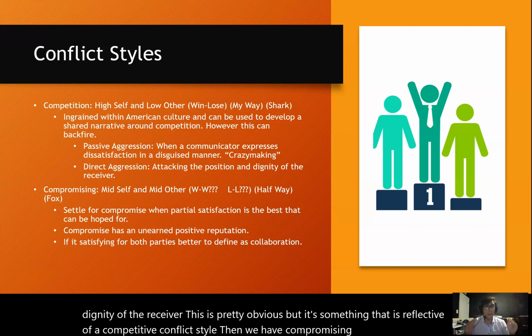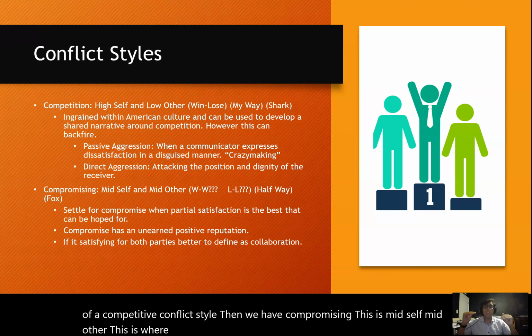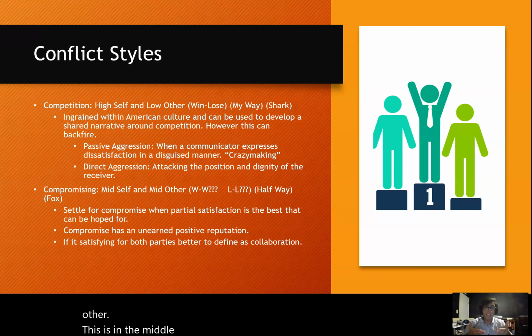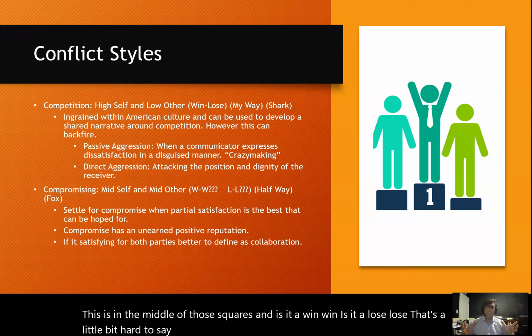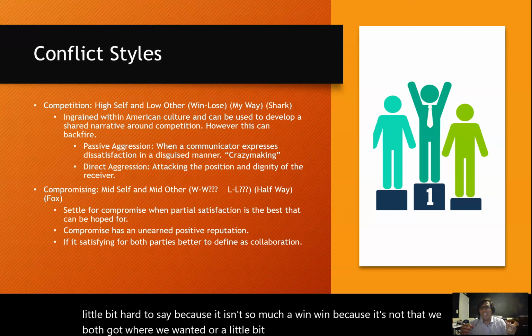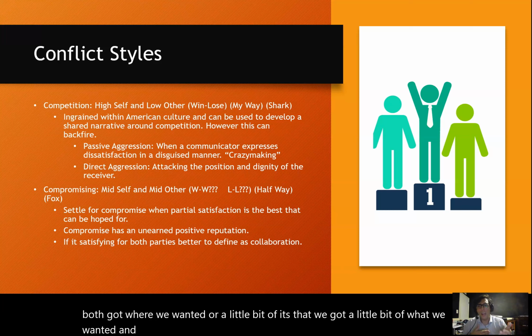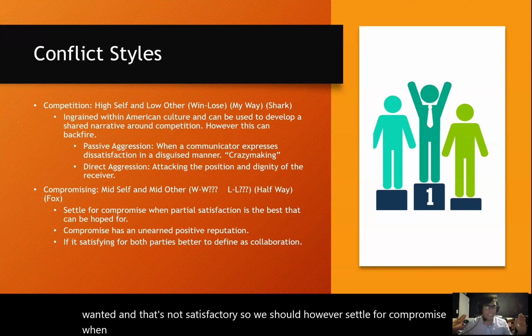Then we have compromising. This is mid self, mid other. This is where we have middle concern for the self, middle concern for the other. This is in the middle of those squares. And is it a win-win? Is it a lose-lose? That's a little bit hard to say, because it isn't so much a win-win, because it's not that we both got what we wanted, it's that we got a little bit of what we wanted. And that's not satisfactory. So we should, however, settle for compromise when partial satisfaction is the best that can be hoped for. And sometimes that is the case.